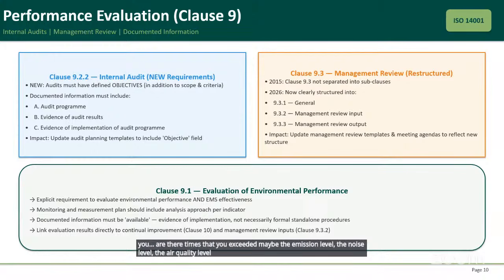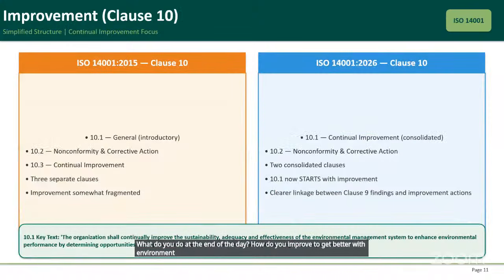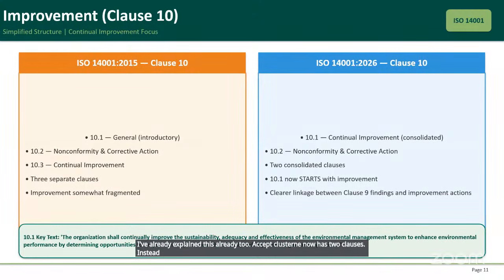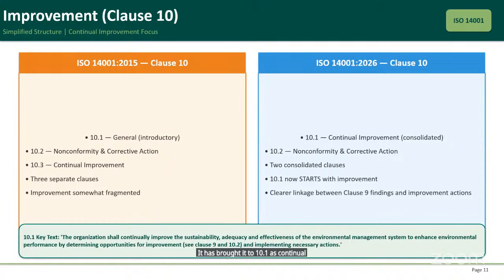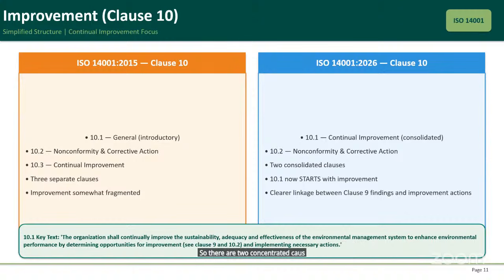What do you do at the end of the day? How do you improve to get better with environmental performance? Then clause 10, I've already explained this too. I said clause 10 now has 2 clauses instead of 3. Before it was 10.1, 10.2, 10.3, but now it is just 10.1 and 10.2. So they brought 10.3, which is continual improvement. In the earlier version, they just had 10.1 as continual improvement. Then we now have 10.2 that talks about non-conformity and corrective action. So there are 2 consolidated clauses in this one, and this one starts with improvement.